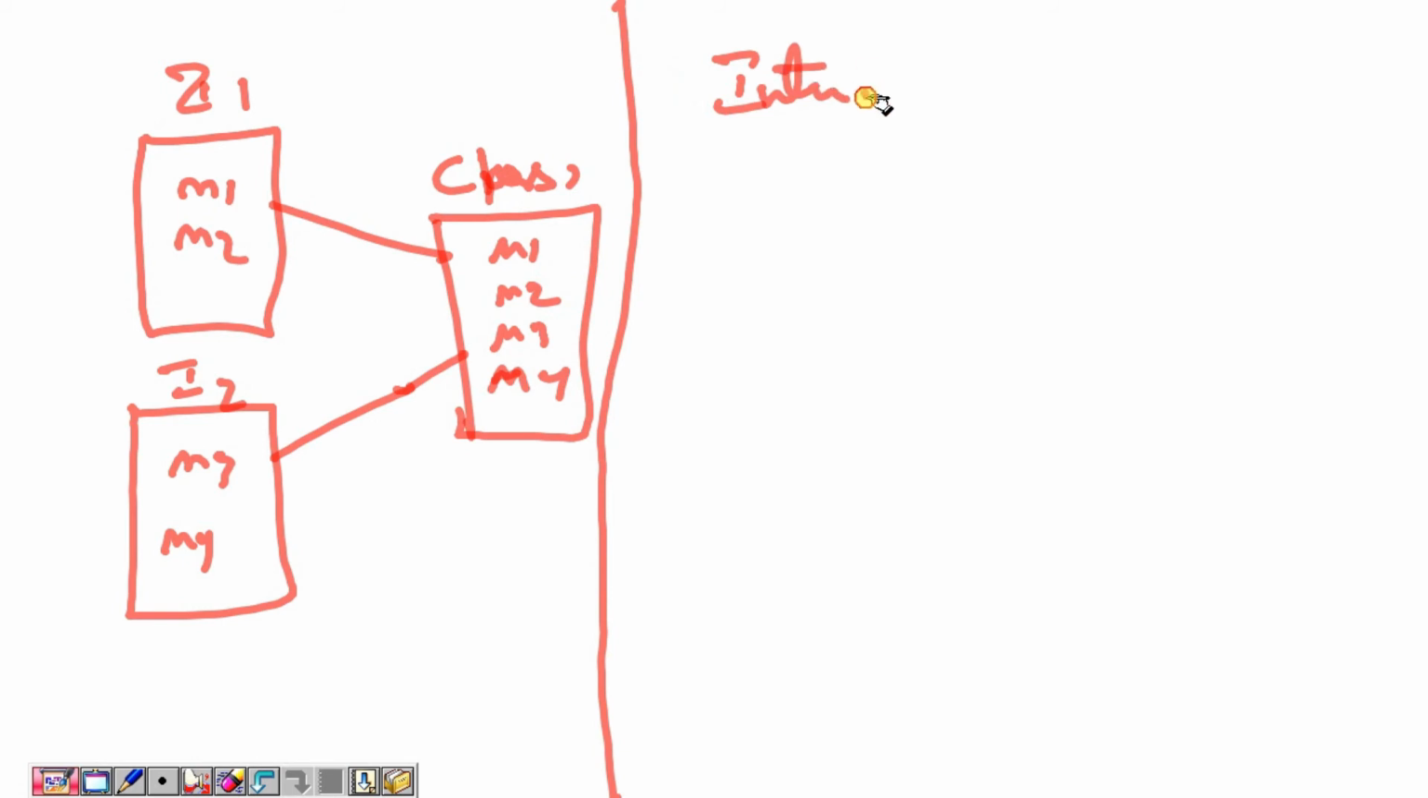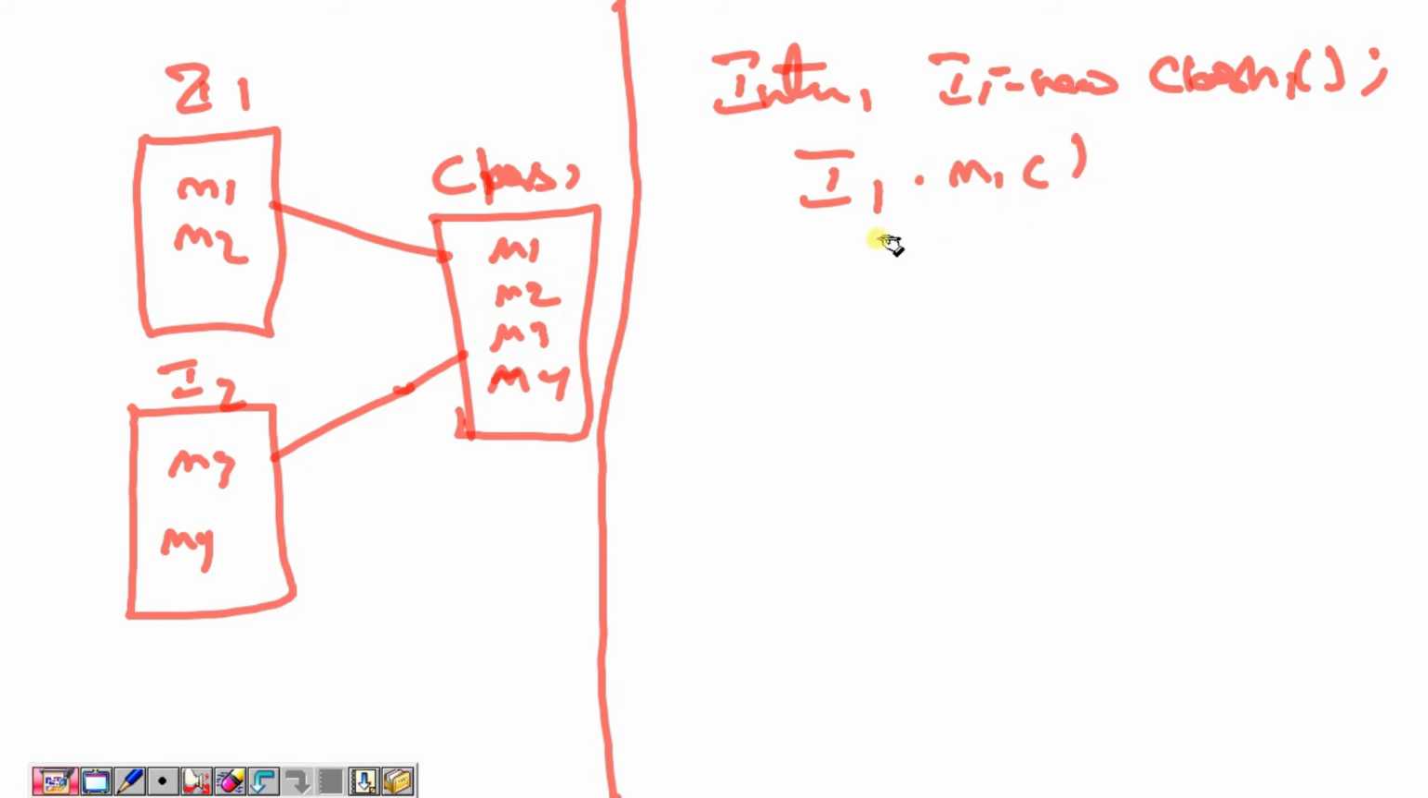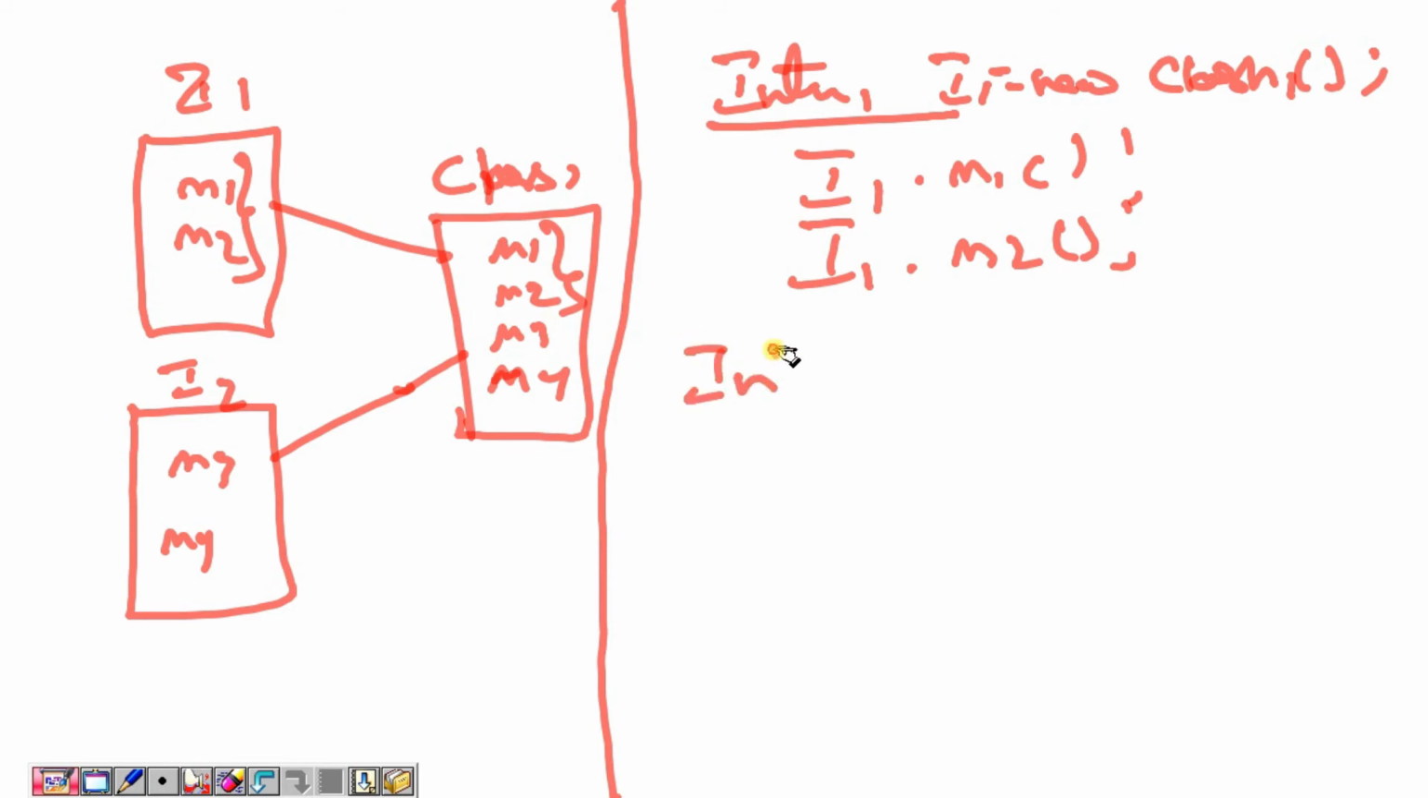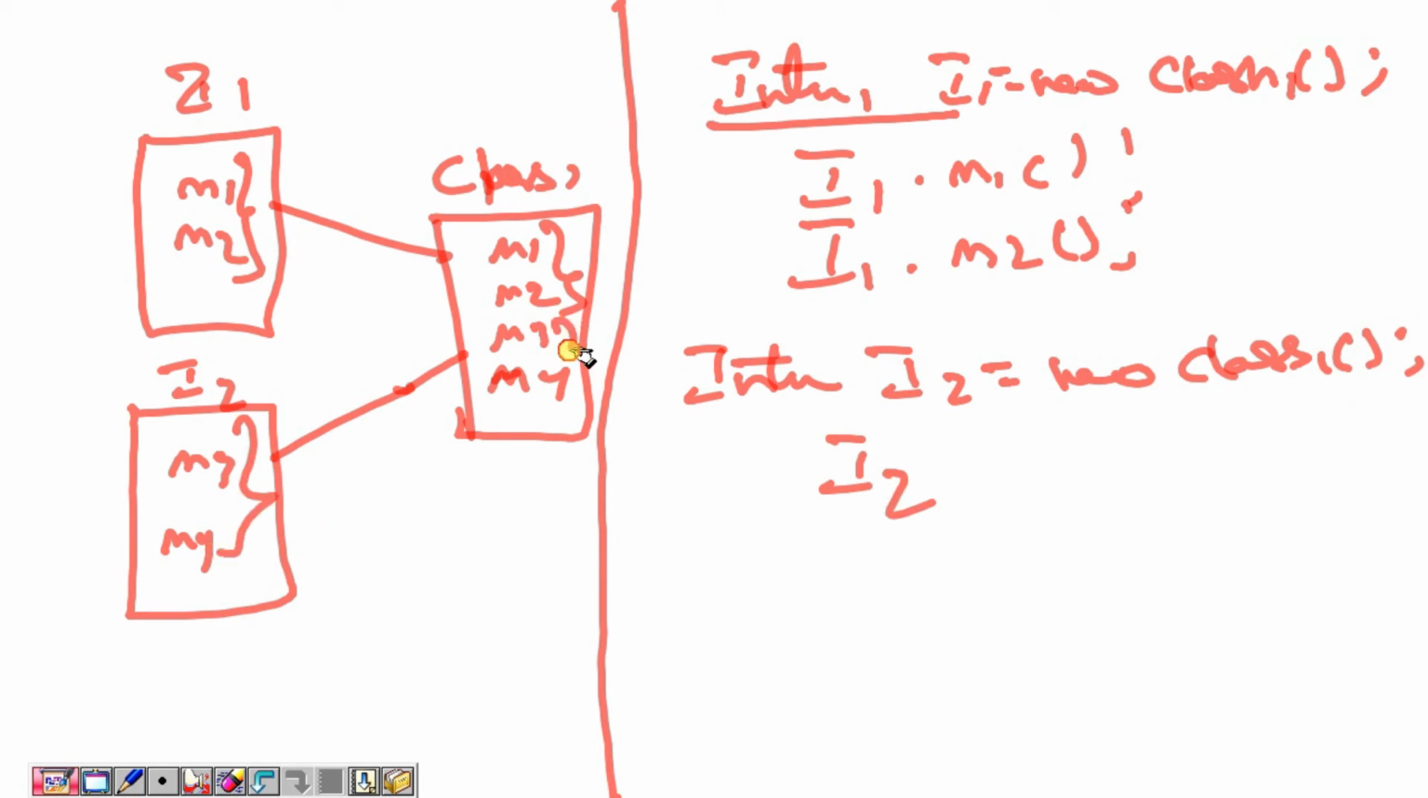interface I1 equal to new Class 1. Now I1.M1 you can access, I1.M2 you can access. That's it only. You can't access M3, M4 because you are using the interface name I1. So only those methods we can access here. Okay, if for interface I2 you give new Class 1, here with I2 dot, of these methods, two methods we can access.